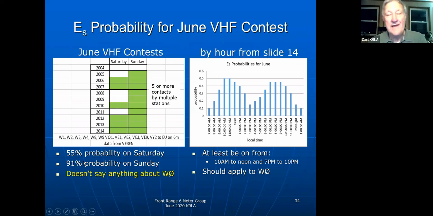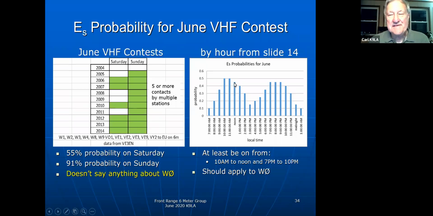I'm not sure why, but it was. There was a 91% probability, except for 2004. All the other years had ES to Europe on 6 meters. Of course, this says nothing about W0, so whatever.